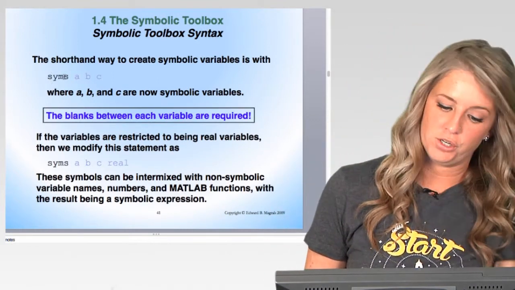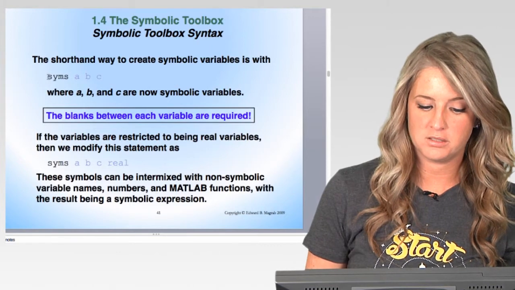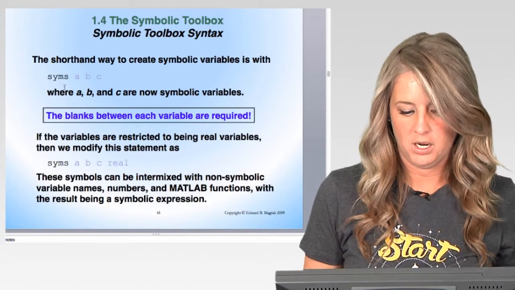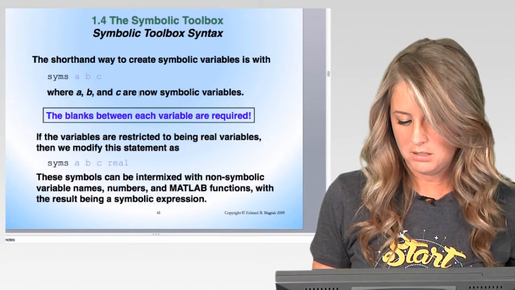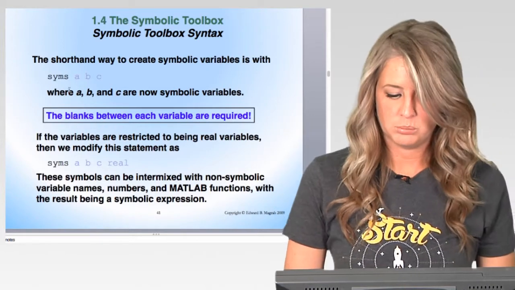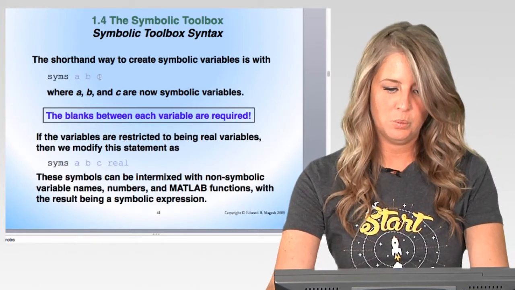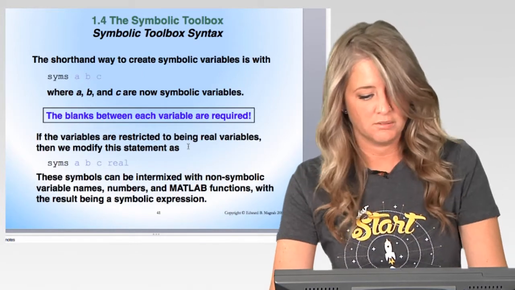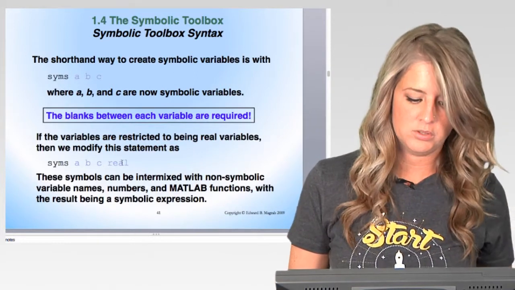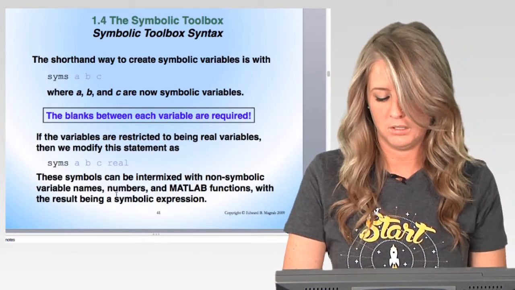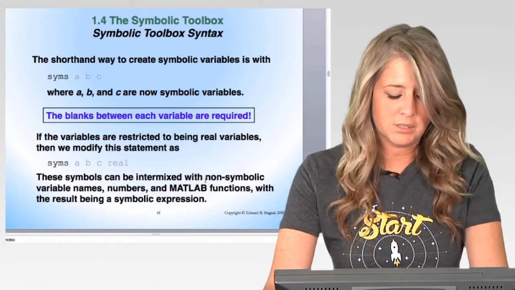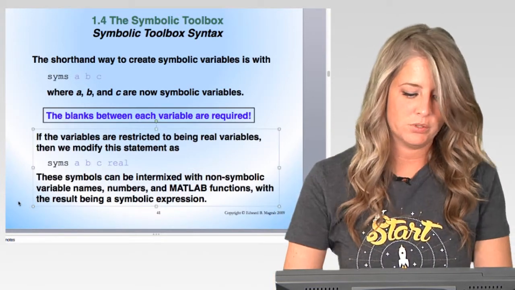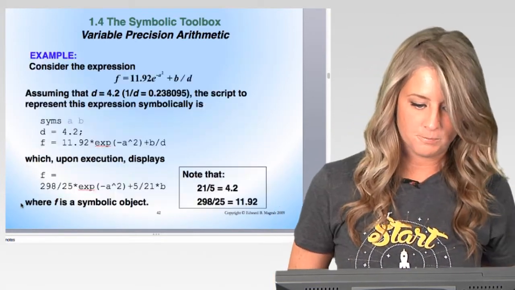Here is the general structure of the Symbolic Toolbox syntax. You're going to have syms, and then it can be a b c or just a b, whatnot. a, b, and c are symbolic variables. What's important is that you must put a space between each of these variables. That's very, very important. If you want to restrict the variables to only being real, then you can do so using syms a b c real or a real, or whatnot. These symbols can be intermixed with non-symbol variable names, numbers, and MATLAB functions, but the results will always be symbolic expressions.